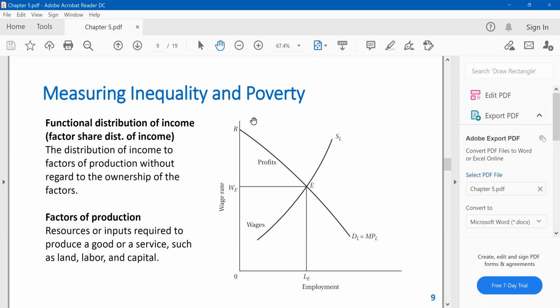Now this is a pretty simple depiction of the functional distribution of income, right? You may imagine this is the labor market, right? On the horizontal axis you have employment, on the vertical axis you have the wage rate. There's this labor supply curve, there's the labor demand curve. The labor demand curve, of course, reflects the firm's optimal decision in terms of hiring. So marginal productivity of labor is equal to the wage. And then if there is an equilibrium, then we have a wage rate here and employment here.